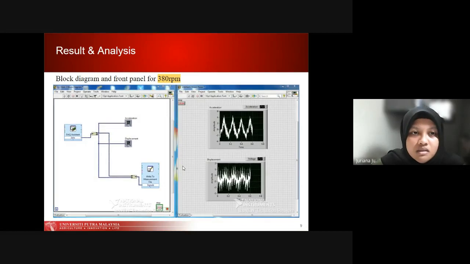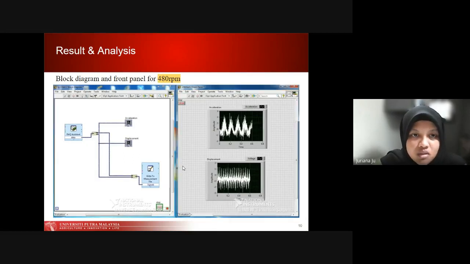Next slide. This one is for 380 RPM. You can see that the acceleration and displacement graphs are a little bit different. The next one is 480 RPM. This is the graph that shows the 480 RPM.